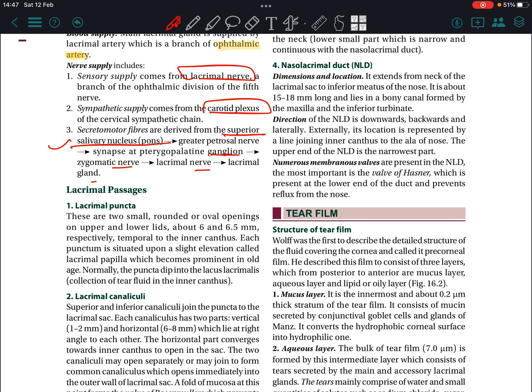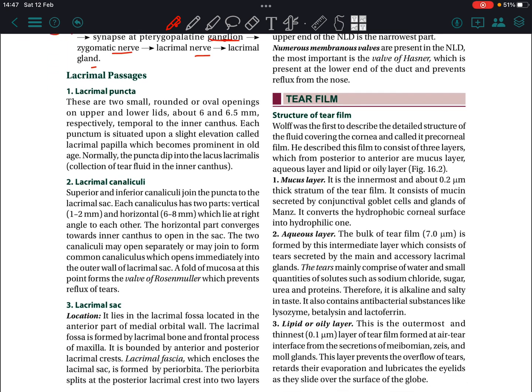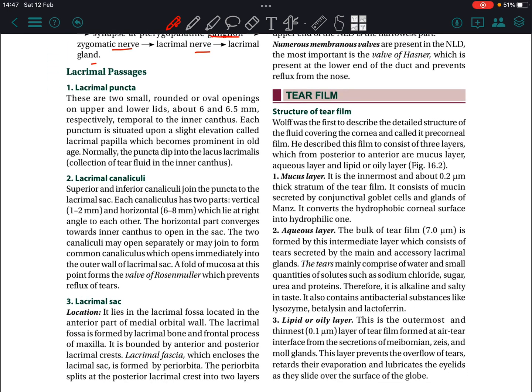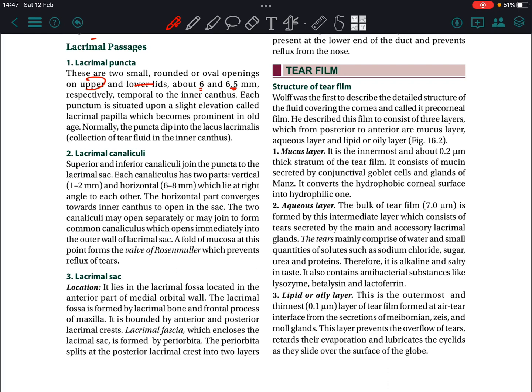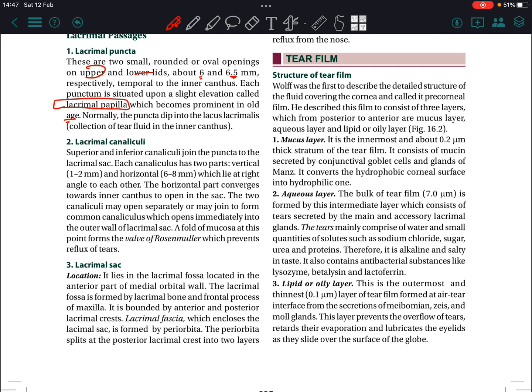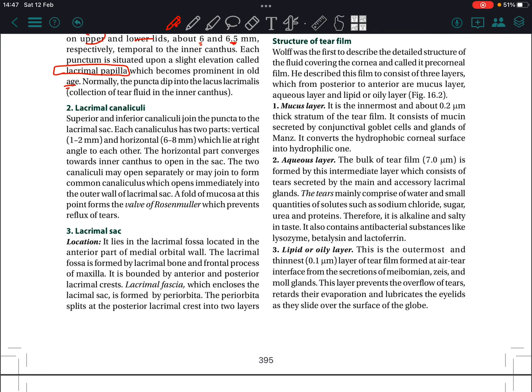Lacrimal passages. Lacrimal puncta. These are two small rounded or oval openings on the upper and lower lids, about 6 to 6.5 mm respectively temporal to the inner canthus. Each punctum is situated upon a slight elevation called the lacrimal papilla, which becomes prominent in old age. Normally the puncta dip into the lacus lacrimalis.